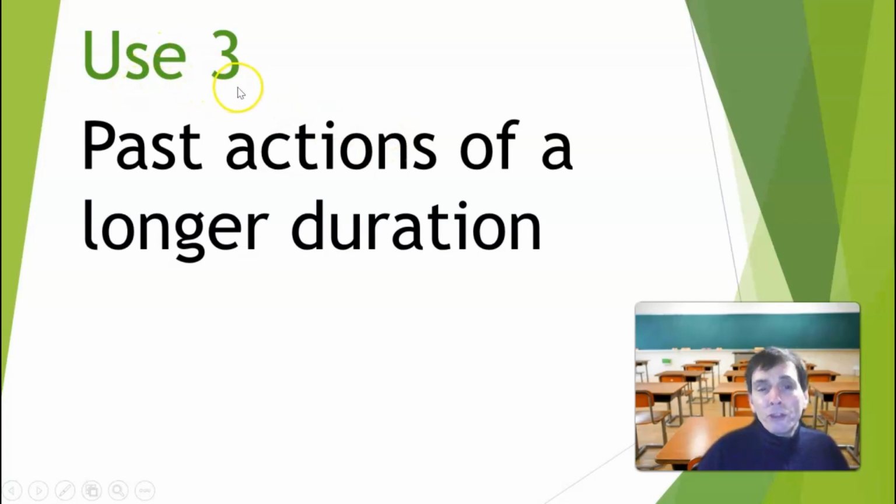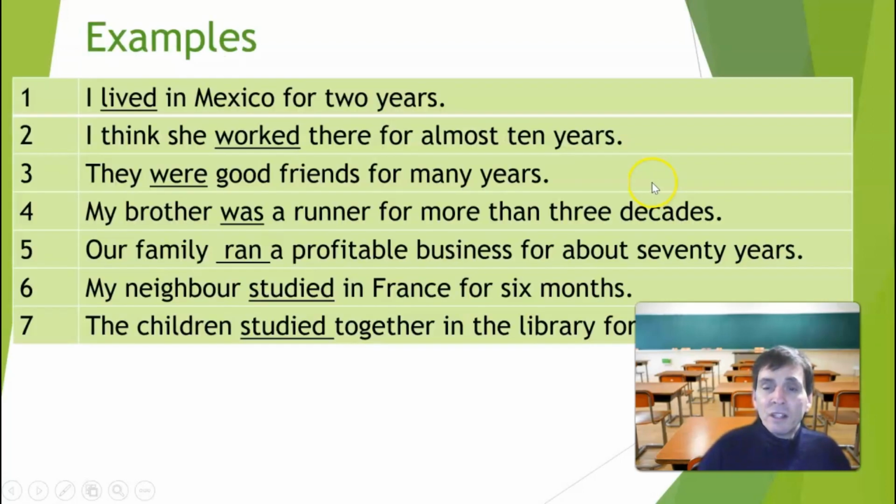For use number 3, we can talk about past actions of a longer duration. So for example, I lived in Mexico for 2 years. I think she worked there for almost 10 years. They were good friends for many years. My brother was a runner for more than 3 decades. Our family ran a profitable business for about 70 years.